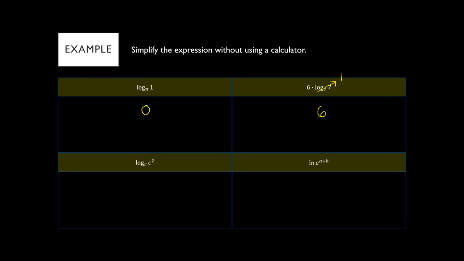Bottom left, we've got the log base c of c squared. The base on the log and the base on the exponent match, so they cancel out. We're just left with 2. And then bottom right, the natural log and e, you really want to memorize that those cancel out, and we're left with a plus b.